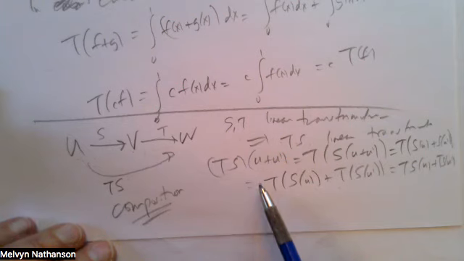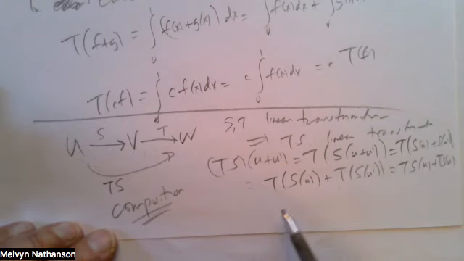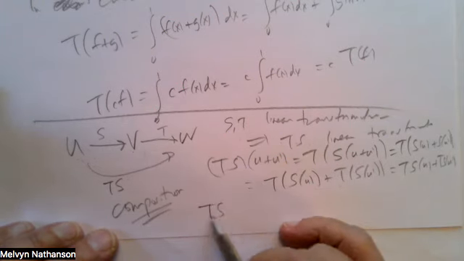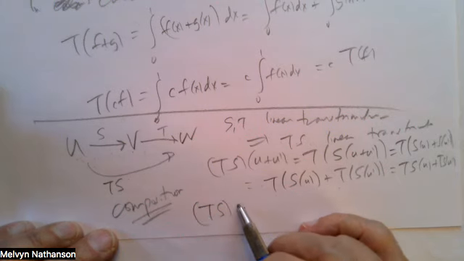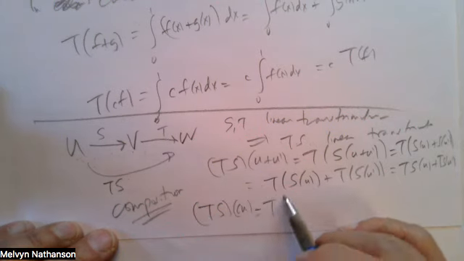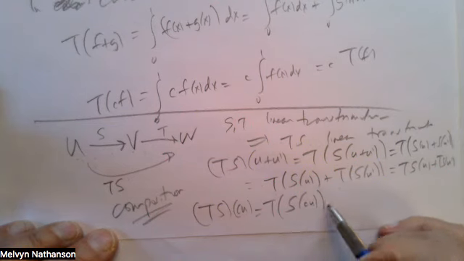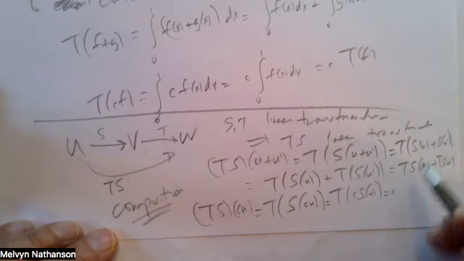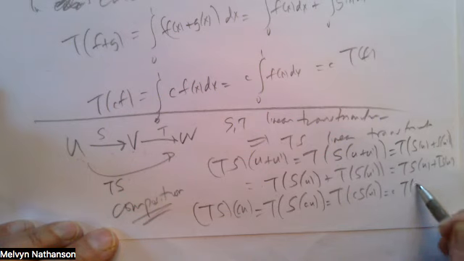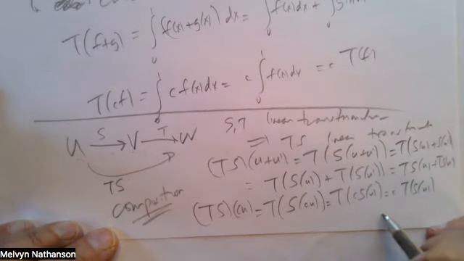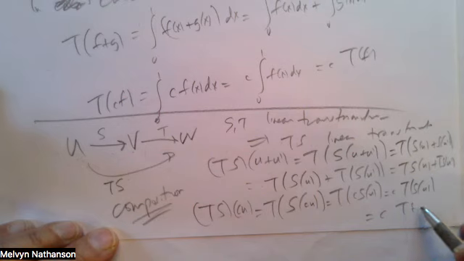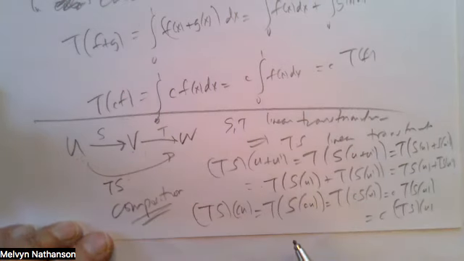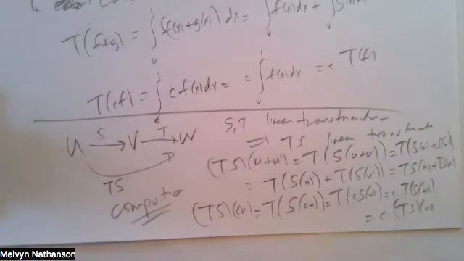So the first criterion, the first condition for a linear transformation, is met. And if I take the vector U and multiply by a scalar C, this is T of S of CU, which is T of C times S of U, which is C, I can take that outside because T is linear, C times T of S of U, which is C TS of U. So the composition of linear maps is linear.